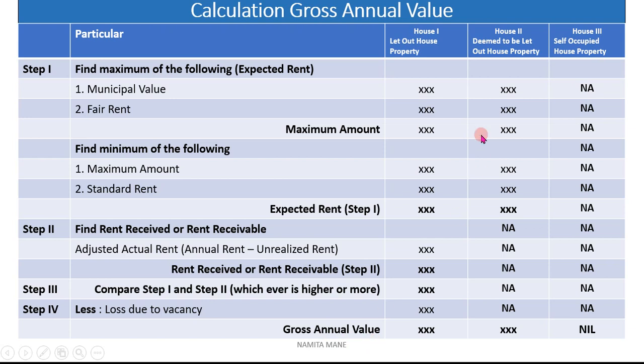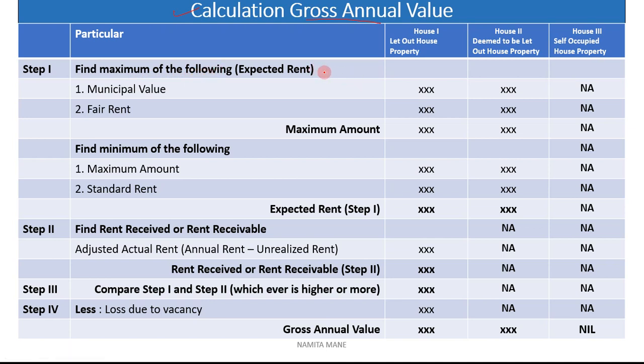Okay, see the nature of the house property. On that basis you need to calculate the gross annual value. First we will take the example of let out house property, then deemed to be let out, and self occupied house property. For calculation of gross annual value, the first step is to find the maximum of the following.